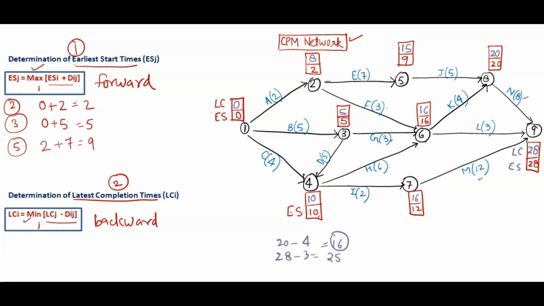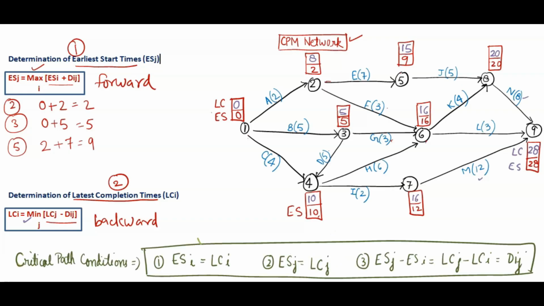After this, we have 3 conditions to find out the critical path, based on this ES and LC. First condition: ES of the starting activity equals LC of the starting activity. Second: ES of the ending activity and LC of the ending activity are equal. And third: ES of ending minus ES of starting should equal LC of ending minus LC of starting, and it should be equal to the duration for that activity. So we have to start from the first node and move towards the last node, that is 9. From 1 to 9 we have to go. First and last will be the same.